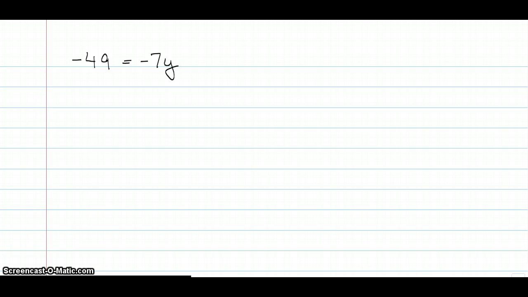Negative 49 is equal to negative 7y. Once again, I want to get the variable by itself. I'm going to divide both sides by negative 7. Negative divided by a negative is going to give me a positive. So 7 is equal to y.